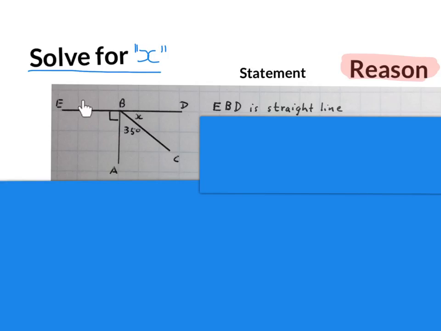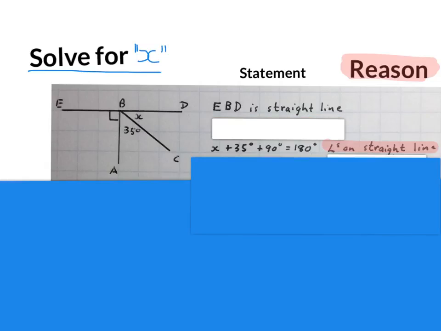Right, here is our first rider or problem. They said solve for x. When we answer questions in geometry, we always have to make statements, say something, and then give a reason why we say that. So we got this sketch, and they said EBD is a straight line from there to there. And we have to solve the size of that x.